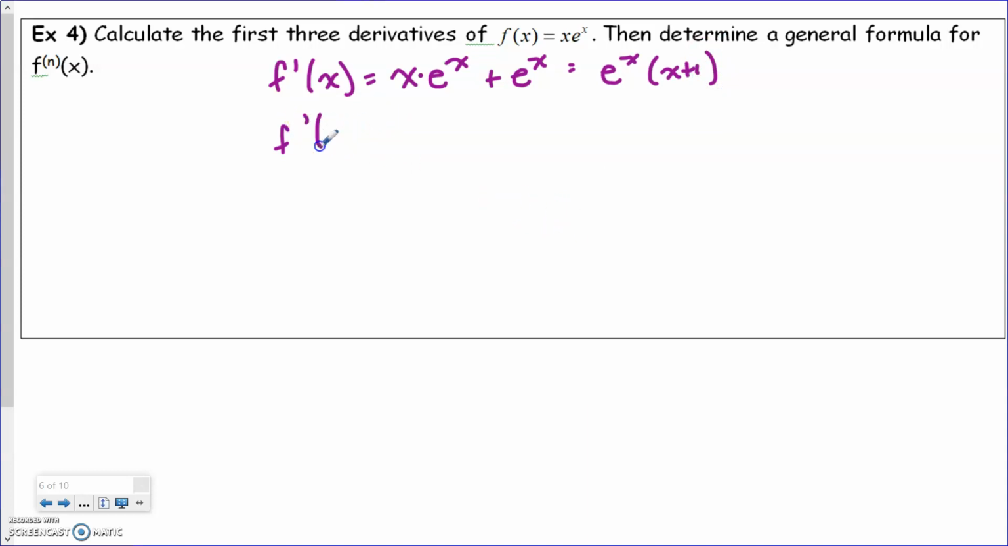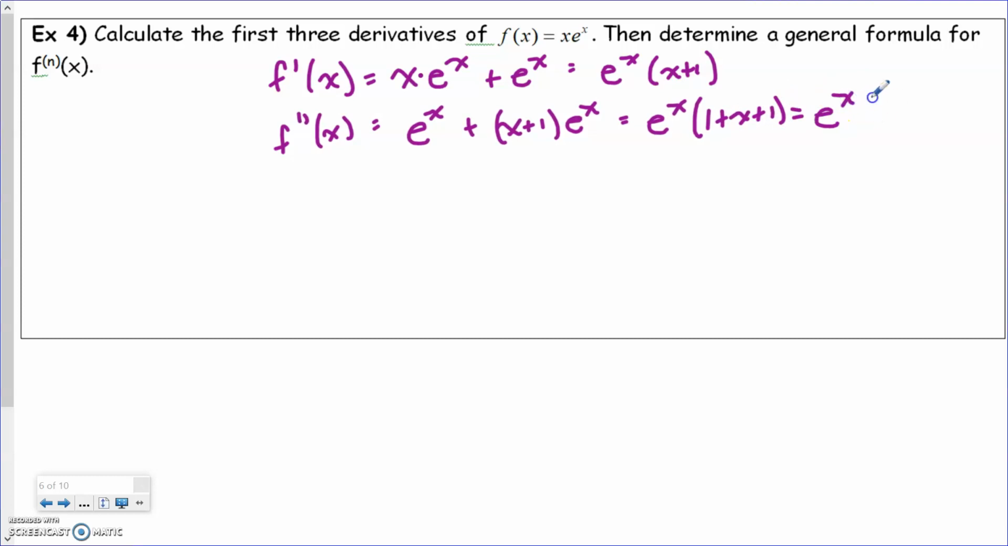And then I'm going to do the second derivative using this. So we have 1d2 plus 2d1. If I factor out that e to the x again, I get e to the x times 1 plus x plus 1, which is e to the x times x plus 2.